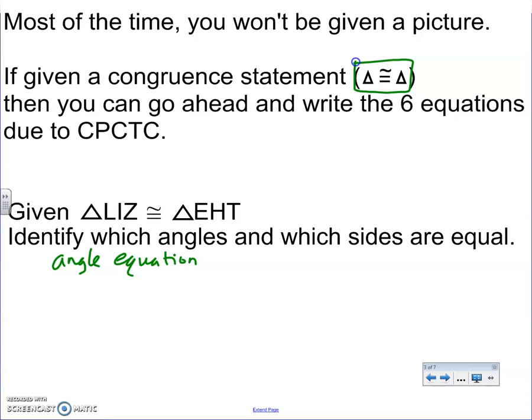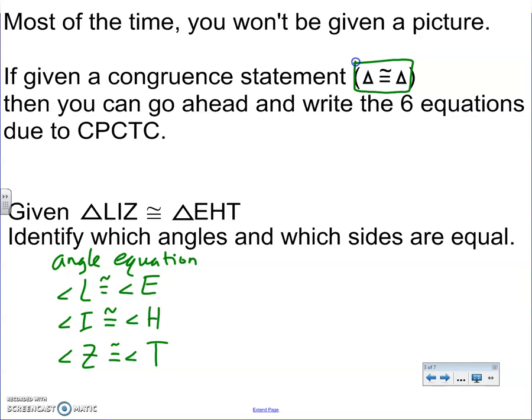I'll just say the first letter equals the first letter, so angle L is equal to angle E. I'll say the second letter equals second letter, so angle I is congruent or equal to angle H. Technically I'll put the congruent sign, but really who cares about the equal sign? The last one, the third letter, so angle Z is congruent to angle T.